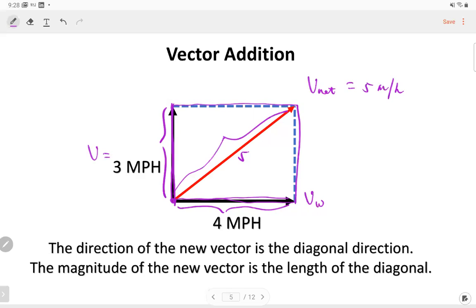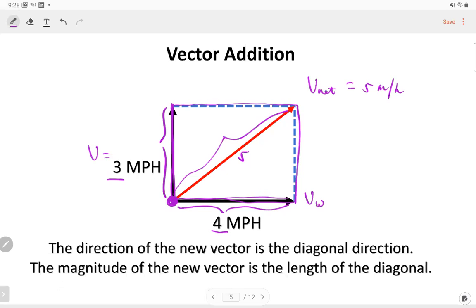So let me give you a quick summary. How do we use the parallelogram rule to calculate vector addition? We put these two vectors at the same starting point, with proportional lengths. So if this is a 4 and this is a 3, then the lengths of the sides will be 4 and 3. Then we draw a parallelogram and trace the diagonal. The diagonal direction is the net direction of the added vector, and the magnitude of this new vector is the length of the diagonal.